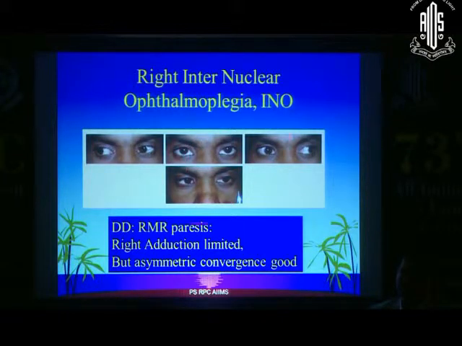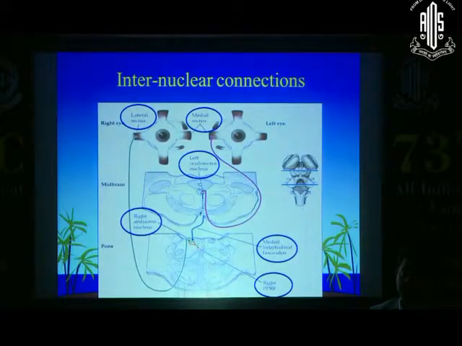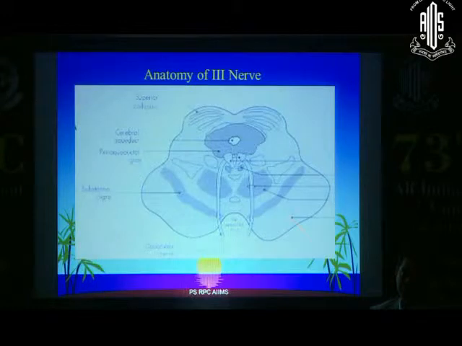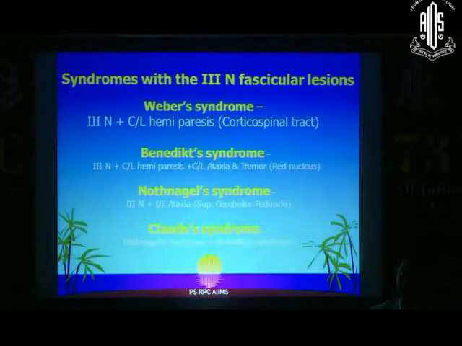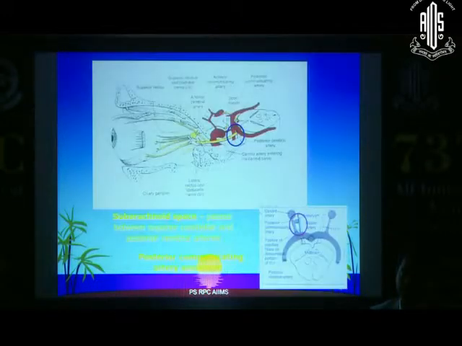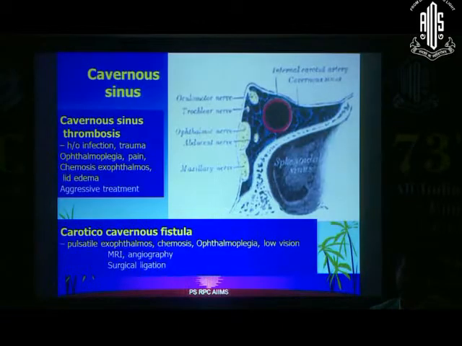Internuclear ophthalmoplegia is, as I said, another variant of third nerve in which either the MLF is involved or even involving the medial rectus subnucleus. What you classically see is that adduction is limited, but when he's asked to converge, the eye can adduct. So this is differentiating an internuclear ophthalmoplegia. This is the anatomy which is kept in mind, and various syndromes which are associated you can see in the books. You can go back and see.